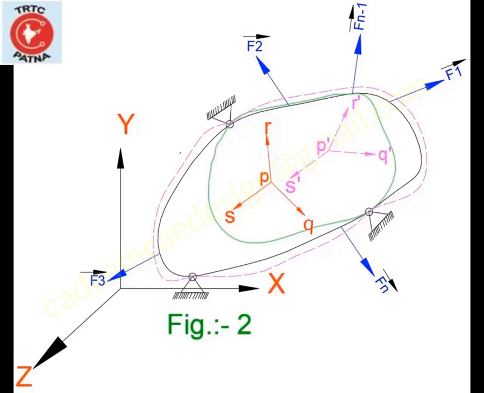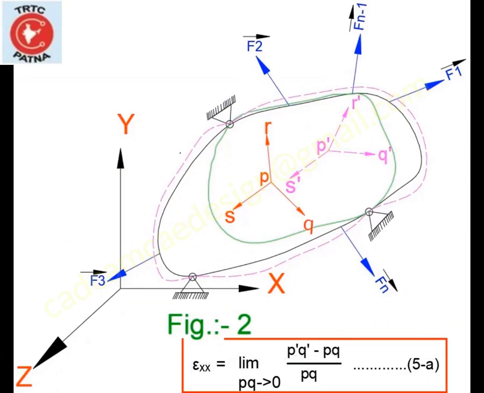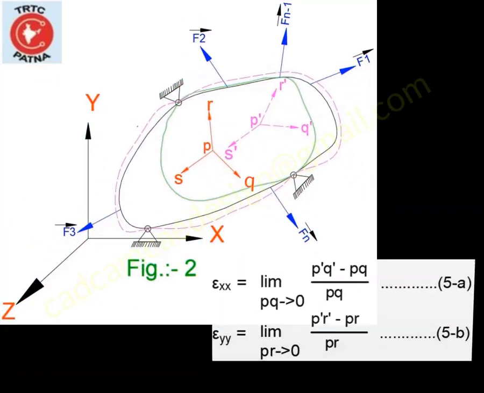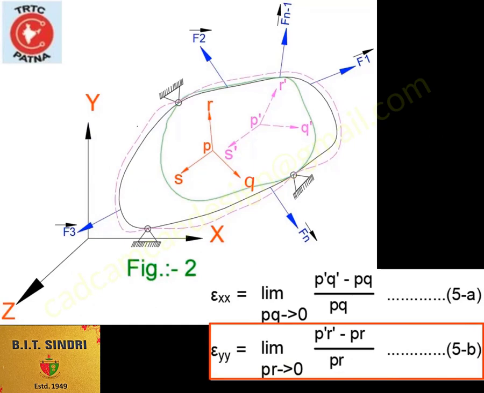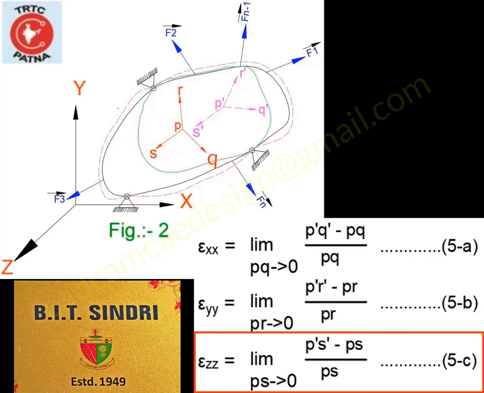Then by the definition of normal and shear strain, and following the same notations as for the stress components, we get normal strain in the x-axis equal to the limit as PQ tends to 0 of P'Q' minus PQ by PQ. Normal strain in the y direction is the limit as PR tends to 0 of P'R' minus PR by PR. Normal strain in the z direction is the limit as PS tends to 0 of P'S' minus PS by PS.